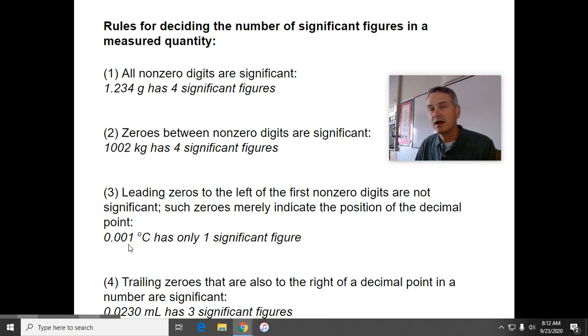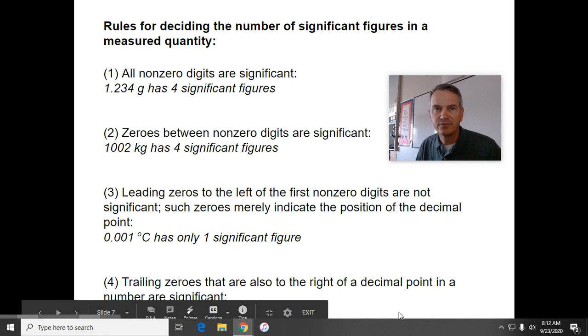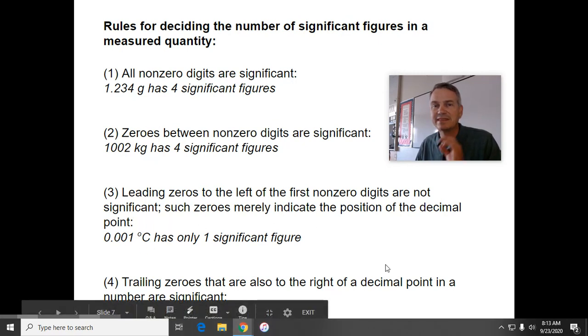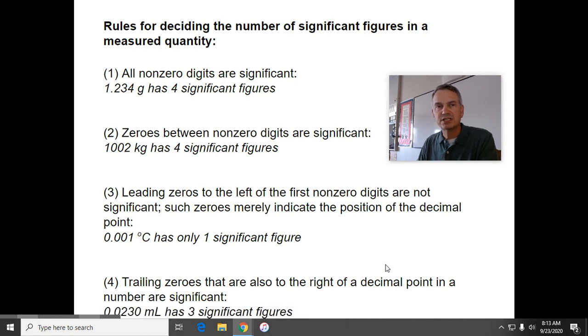And then rule number 4, trailing zeros that are also to the right of a decimal point in a number are significant. So in this case, 0.0230 milliliters has 3 significant figures. Those first 2 zeros are not significant, but that last one is, because again, it's telling you the degree of precision in that measurement. Okay.